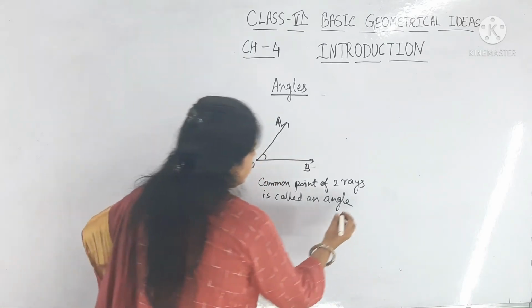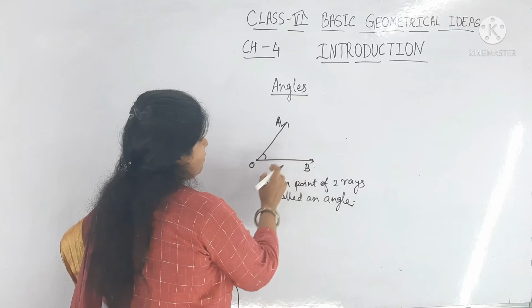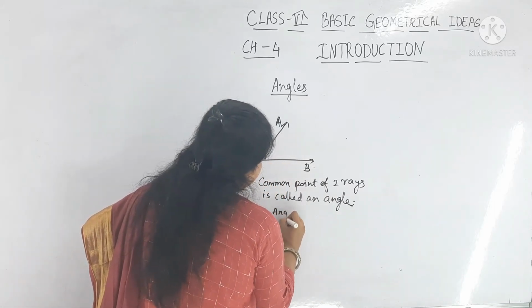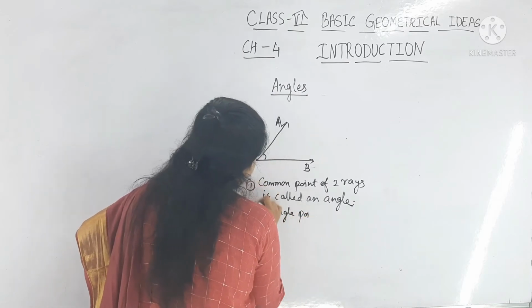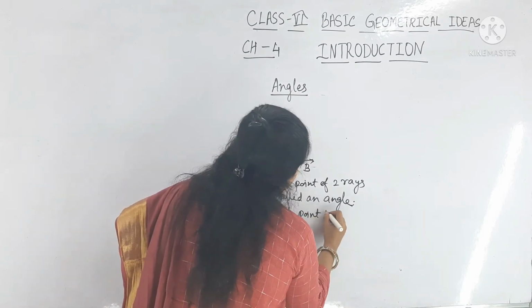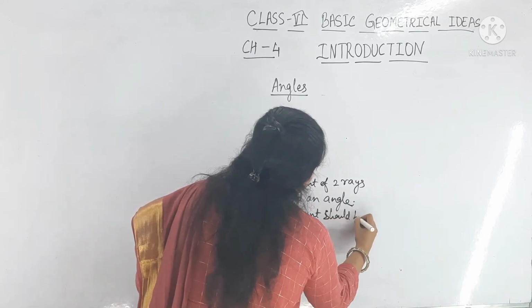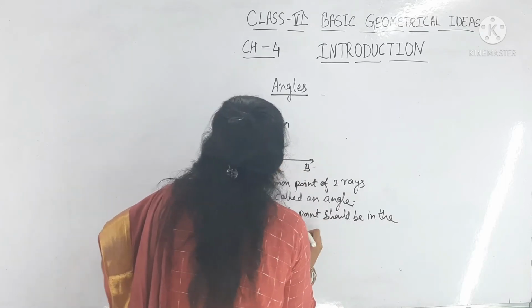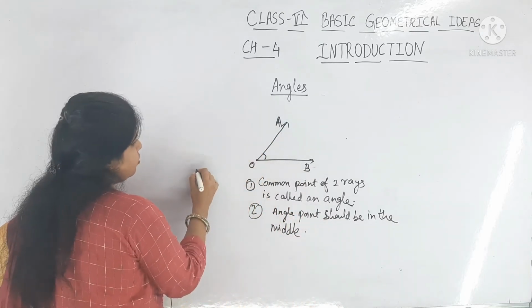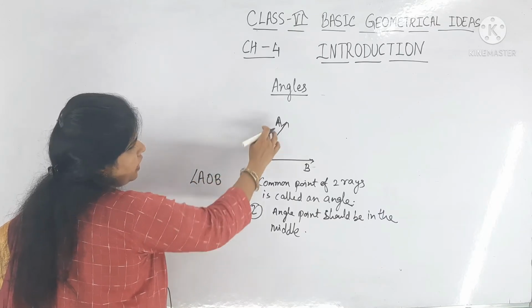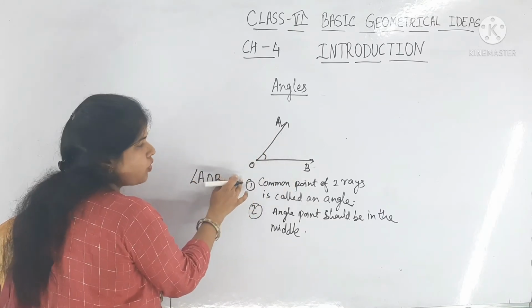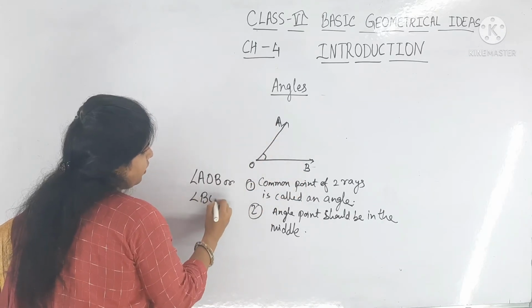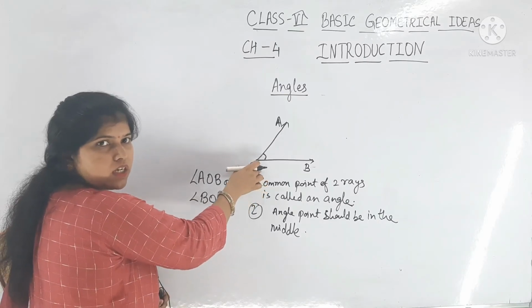So this is an angle, and how is it named? This angle point should be in the middle, right? So here you can see that you can write angle AOB. AOB, this should be in the middle, okay, or BOA, or angle BOA. The same angle point should be in the middle.